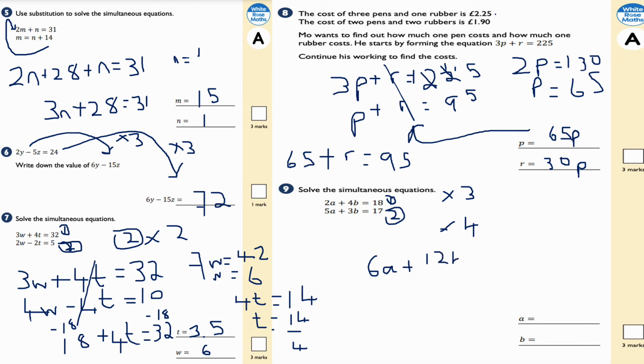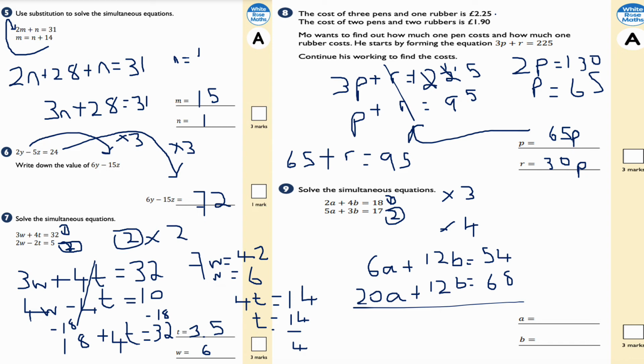18 times 3 is 54. 5a times 4 is going to be 20a. 3b times 4 is plus 12b. And then 17 times 4. Okay, 17, double 17 is 34, double 34 is 68. I'm now going to do this one, take away this one.